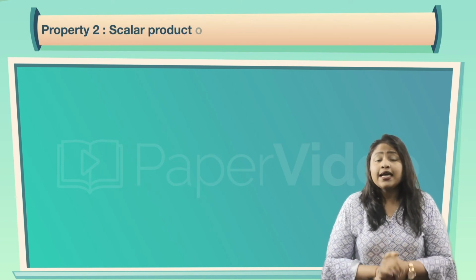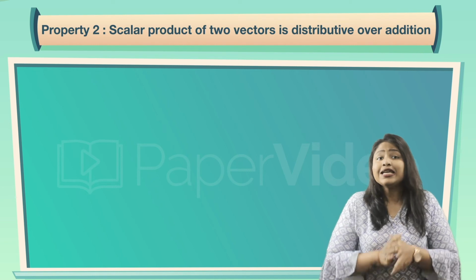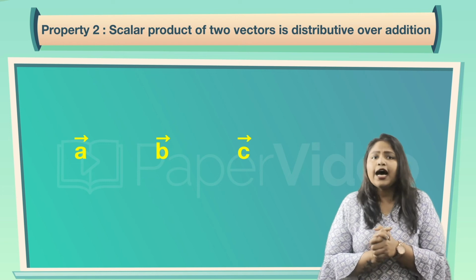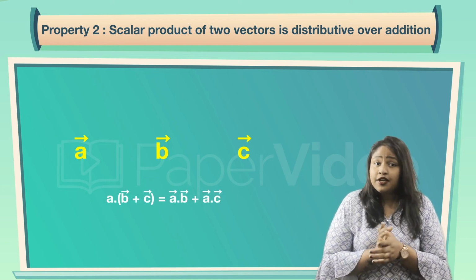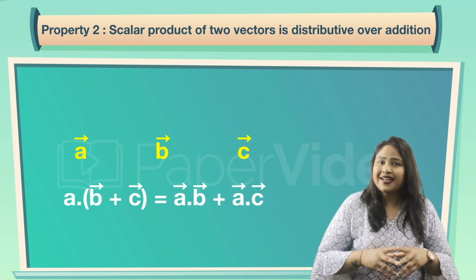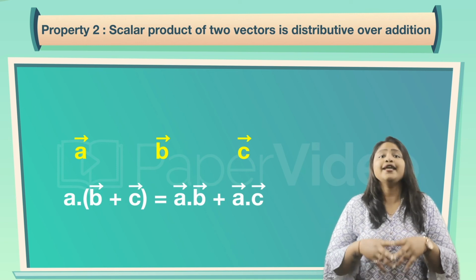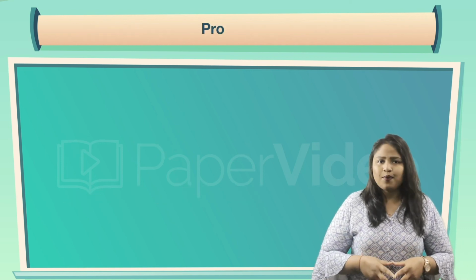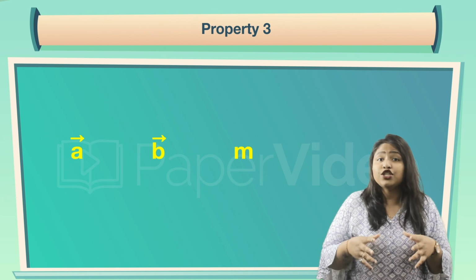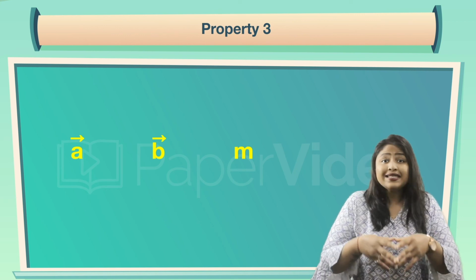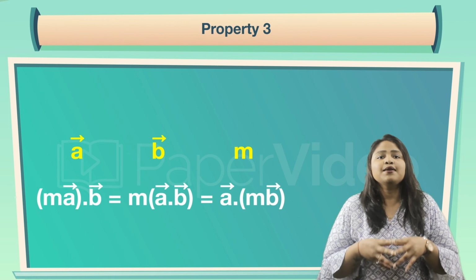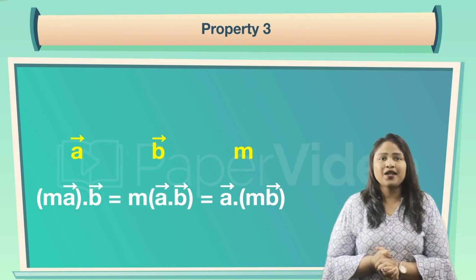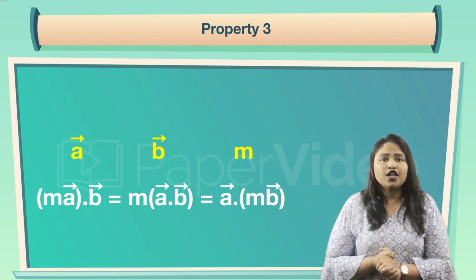According to the second property, the scalar product of two vectors is distributive over addition. This means that if A, B and C are three non-zero vectors, then vector A dot vector B plus vector C equals vector A dot vector B plus vector A dot vector C. According to the third property, if A and B are any two non-zero vectors and M is any scalar, then M times vector A dot vector B equals vector A dot M times vector B. So this is the whole concept of the scalar product of two vectors.